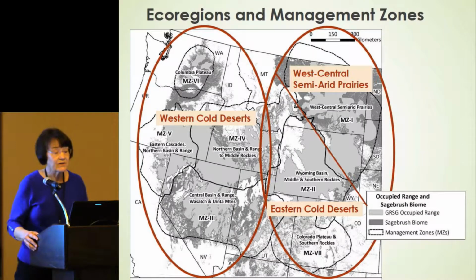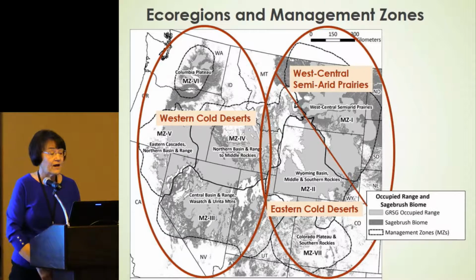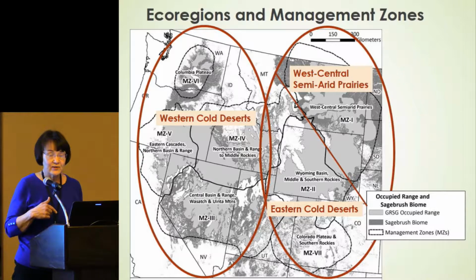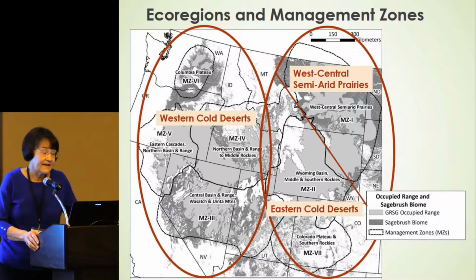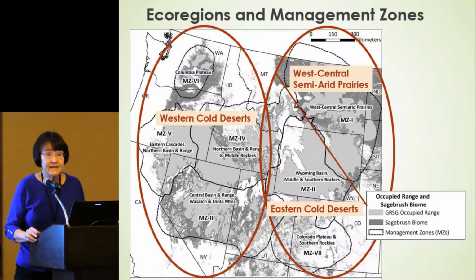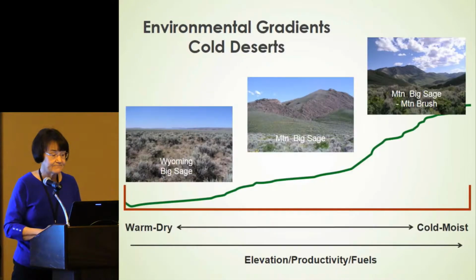Now, Karen talked about the different regions and the areas that the prior general technical reports had covered. I just want to point out that we really do have some significant differences in both precipitation regimes and temperature regimes in our sagebrush ecosystems. Consequently, they differ in the specific plant species composition, and also the dominant threats. For the purposes of the science framework, we're looking at really 3 sets of ecoregions that are associated with the different sage-grouse management zones. These are the western cold deserts, eastern cold deserts, and the west central semi-arid prairies.